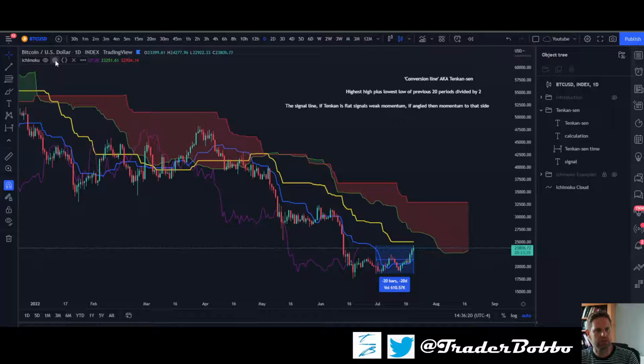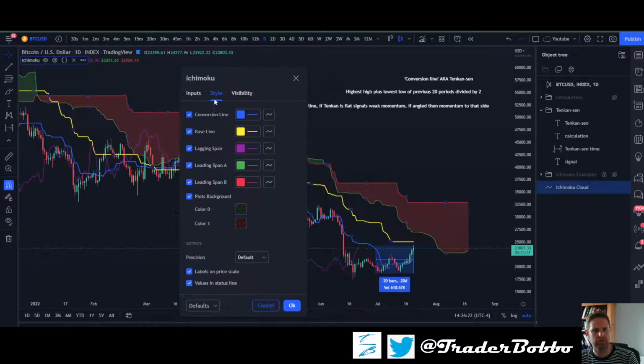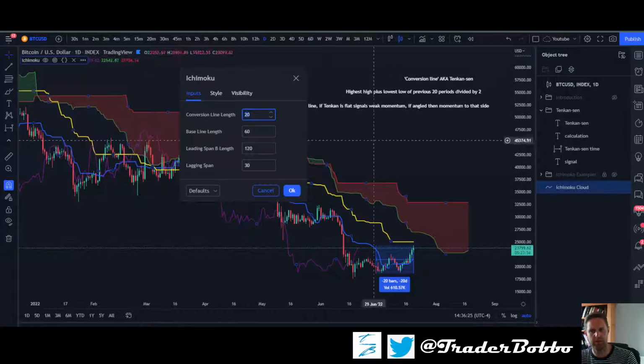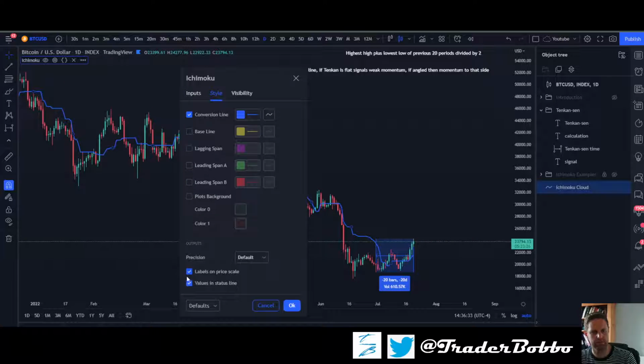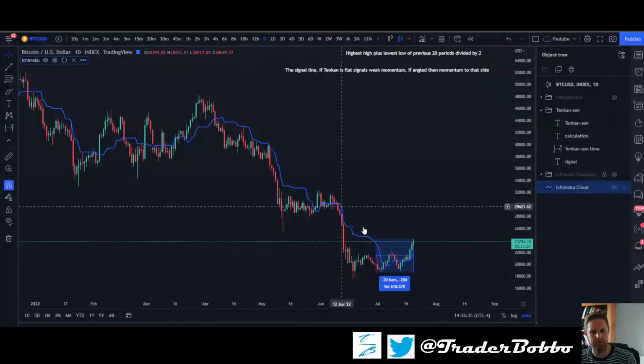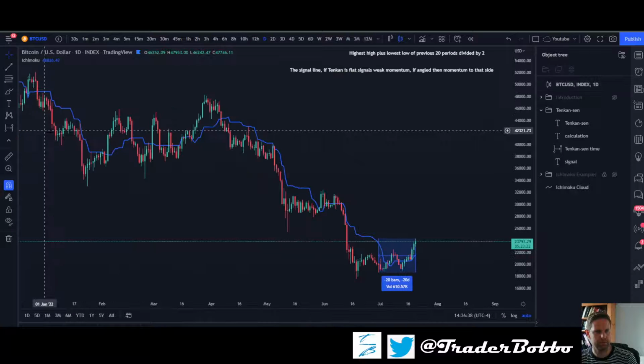So what does TradingView call it? TradingView calls it the conversion line. That's the 20 when we put into the settings earlier. 20 is the conversion line, but that is called the Tenkan-sen. So if we remove all the other lines, we are left with this blue line here.